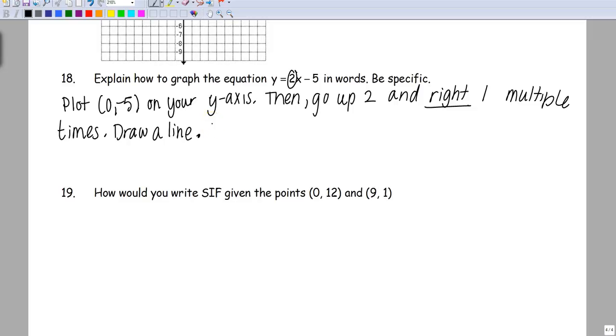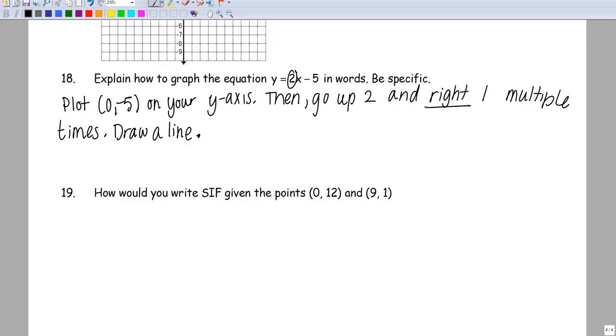Okay, if you want to be more specific about going back to your starting point and going down two and left one, that's fine. This is the bare minimum that I need. Complete sentences, you're explaining how to draw the line. This is good enough for me. Okay. All right, last one is number 19.